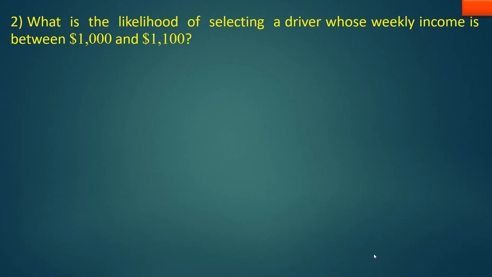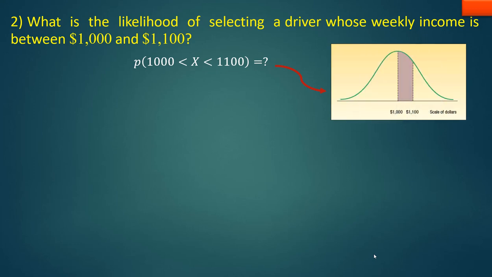Now, for the second question, we will use the table of the standard normal distribution. The question is, what is the likelihood of selecting a driver whose weekly income is between 1000 and 1100? First of all, you have to write the question in a math way. So here we need to find the probability that the value of x is between 1000 and 1100. So this leads to this graph.